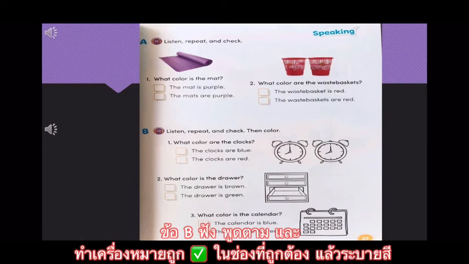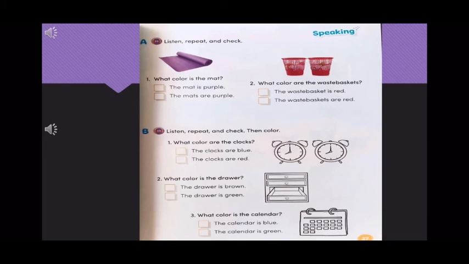Then color. Number 1. What color are the clocks? The clocks are blue. Number 2. What color is the drawer? The drawer is brown. Number 3. What color is the calendar? The calendar is green.